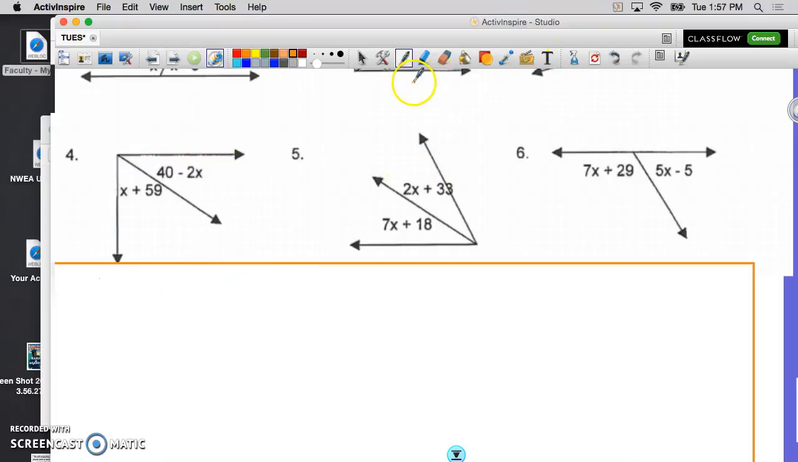All right, going to number 5. And number 5 looks just a little bit different. Why does number 5 look a little bit different? Let me tell you. And I will tell you at another time.